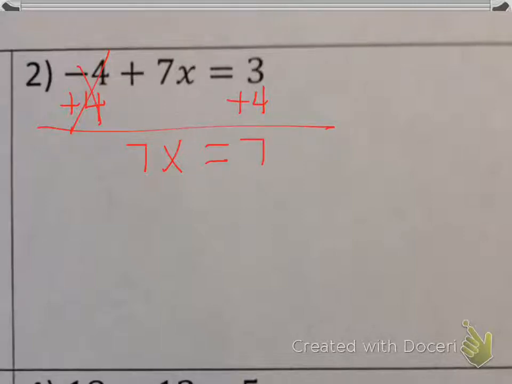So my goal again is to get x by itself. The x is attached to a 7. So how do I get rid of a times by 7? I divide both sides by 7. 7 divided by 7 is 1. I don't have to show the 1 in front of the x. 7 divided by 7 over here is the number 1. So my answer is x equals 1.